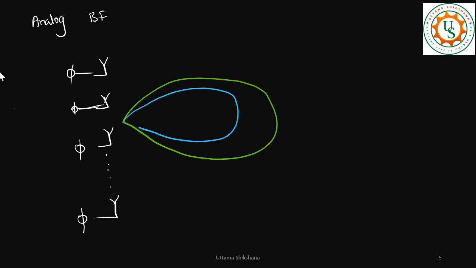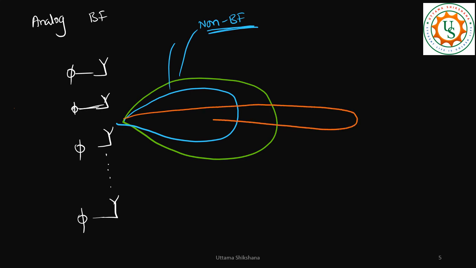It did not travel for a longer distance. Now, these two are, I would say, the non-beamforming case. But with the beamforming case, let me write it. So we can form a narrow beam and that can travel for a longer distance.